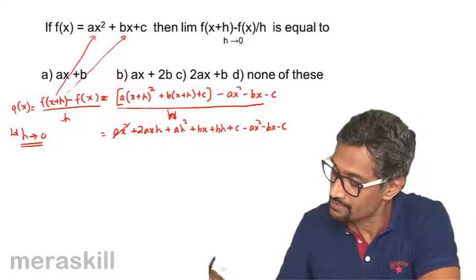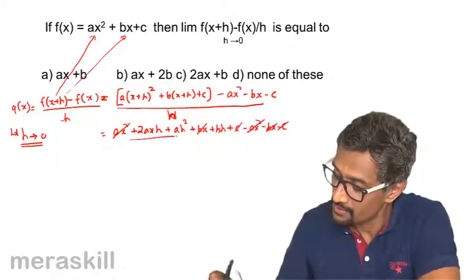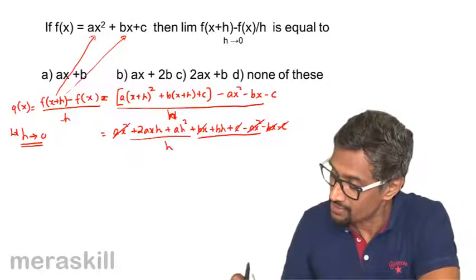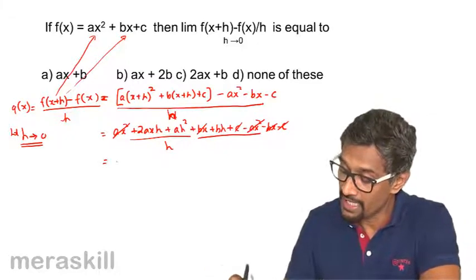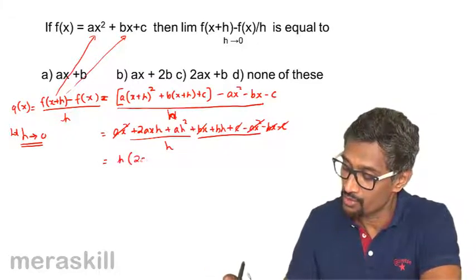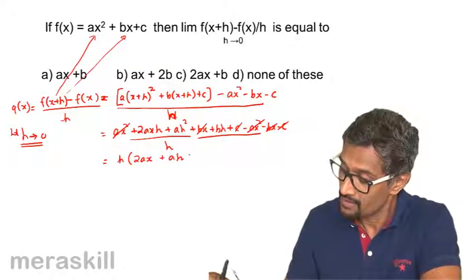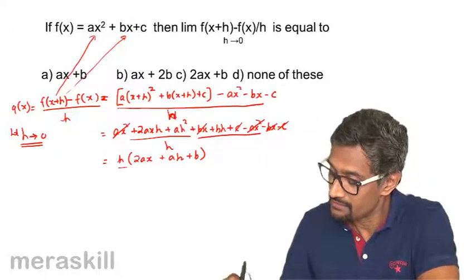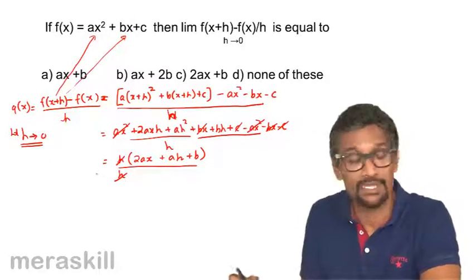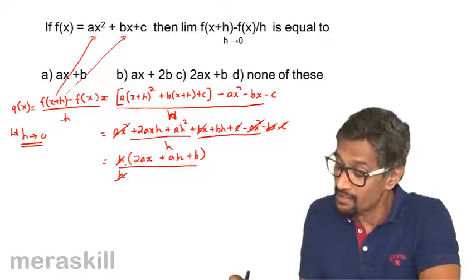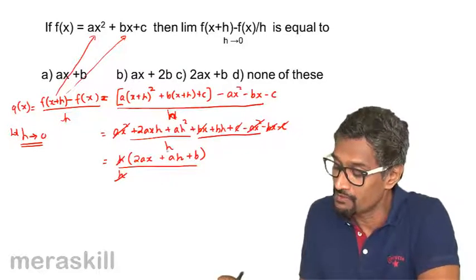So here you have ax square getting cancelled, c and c, bx and minus bx. The whole thing upon h. Now here again we cannot substitute, but we can take out h as a common factor. So you get 2ax plus ah plus b, divided by h. Now since the h has got eliminated from the denominator, the function becomes determinate for this particular value of h.